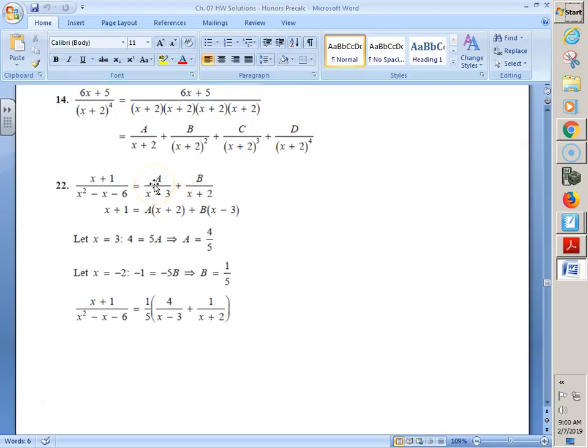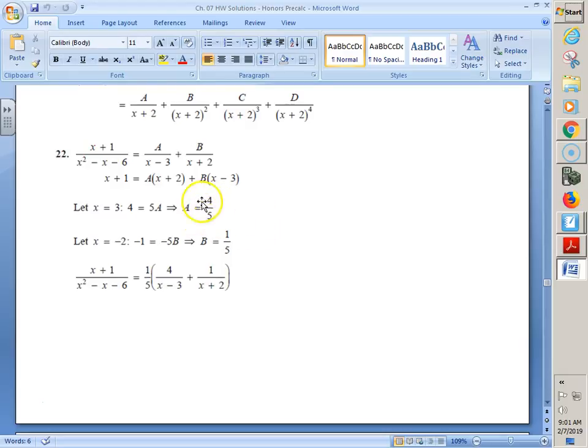Yeah. So you're not necessarily checking, did I put A in the right spot? No, it doesn't matter. It's just an unknown. What matters is what you got as the coefficient over x minus 3, and what you got as the coefficient over x plus 2. But wait, 4/5, there's only a 4. What did they do with the 5th? Why'd they pull it in front? Because what did they both have in the denominator?